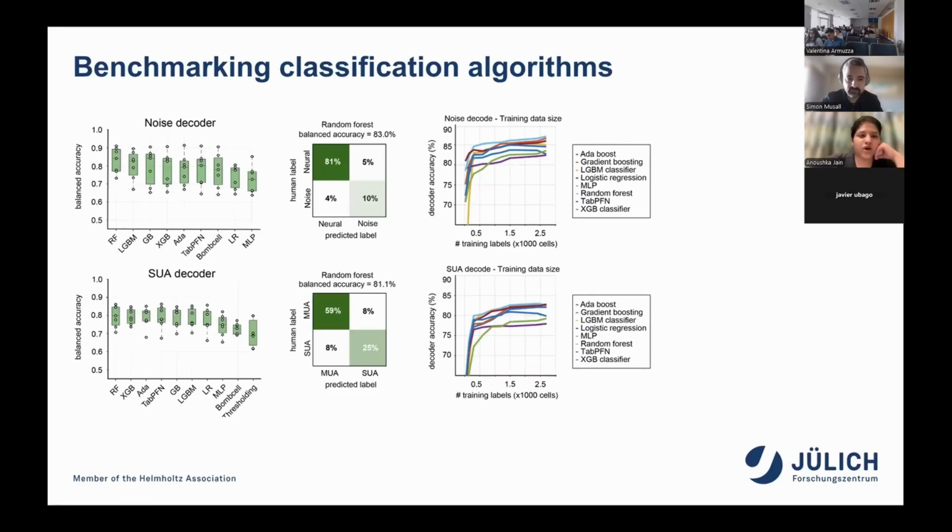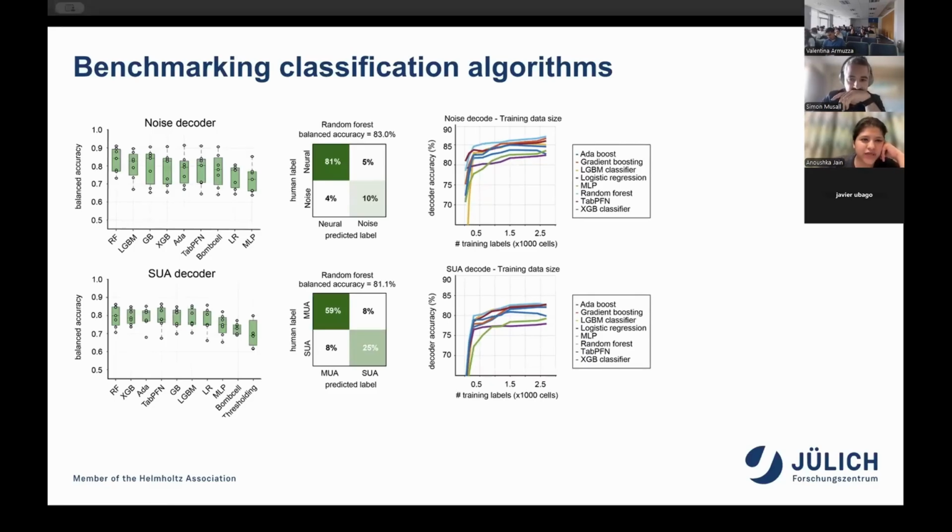I can share my screen. So this is what we saw. I tried to benchmark it, because this was the question that I also had: why do we want to use random forest and why not any other classifier? We saw that random forest works really well, and it also worked well for other species and other labs. But if you want to try it on your own data set, you don't have to stick with random forest.